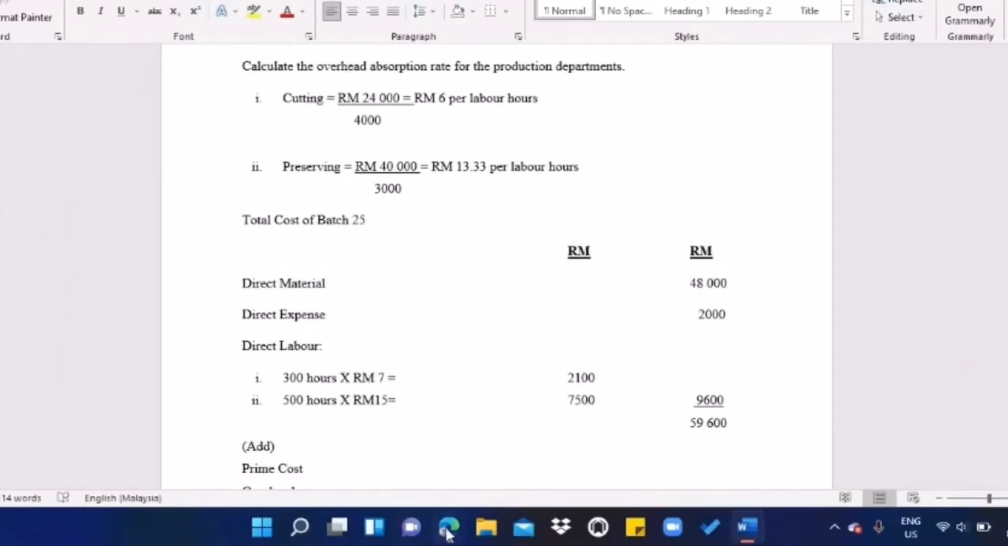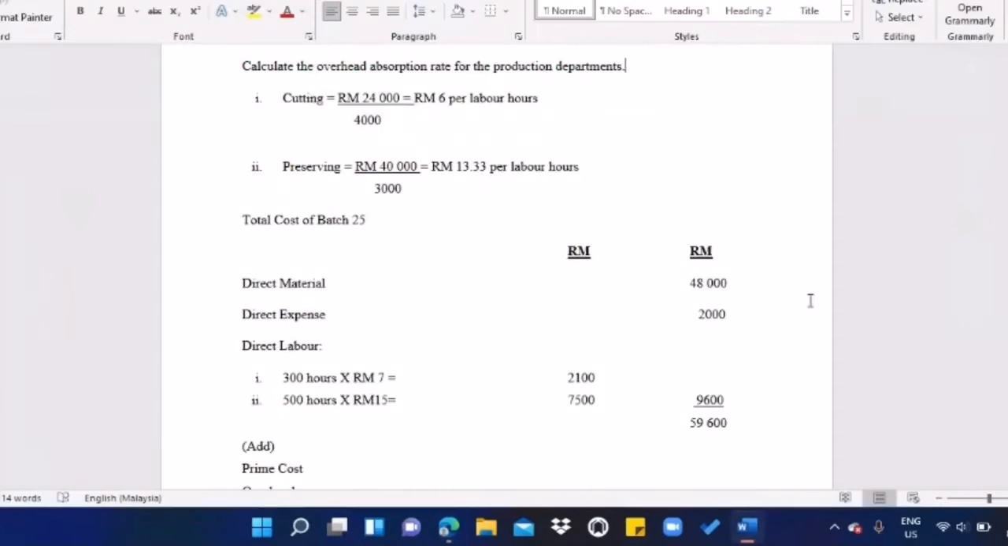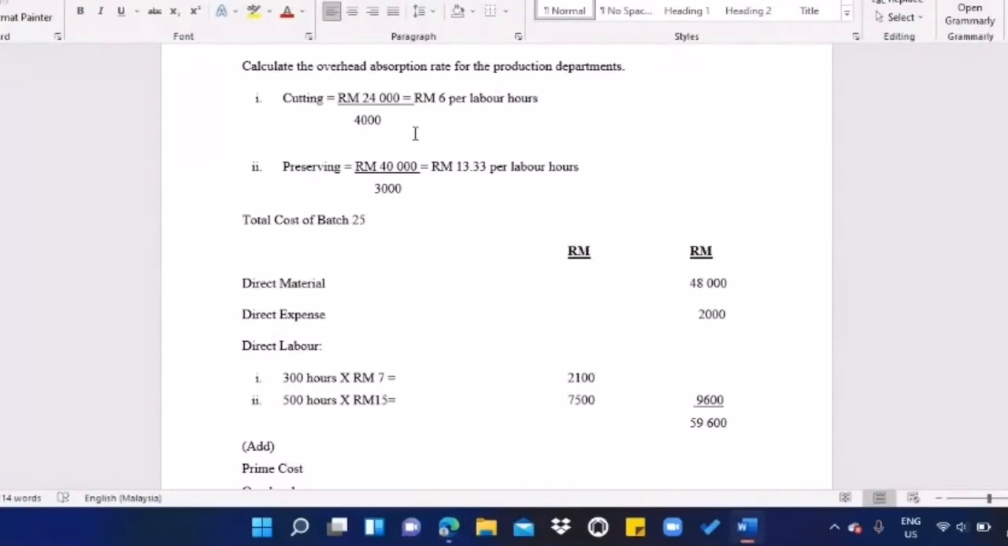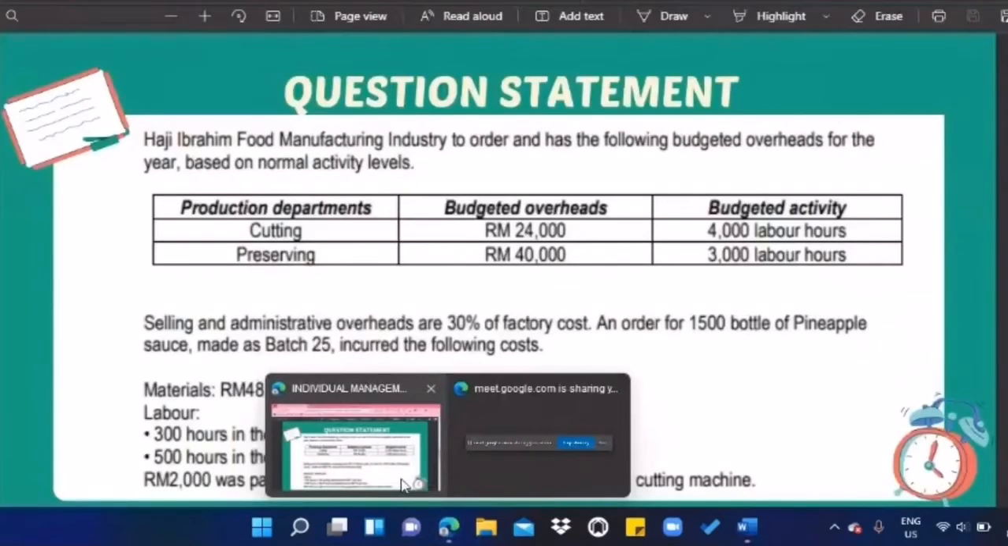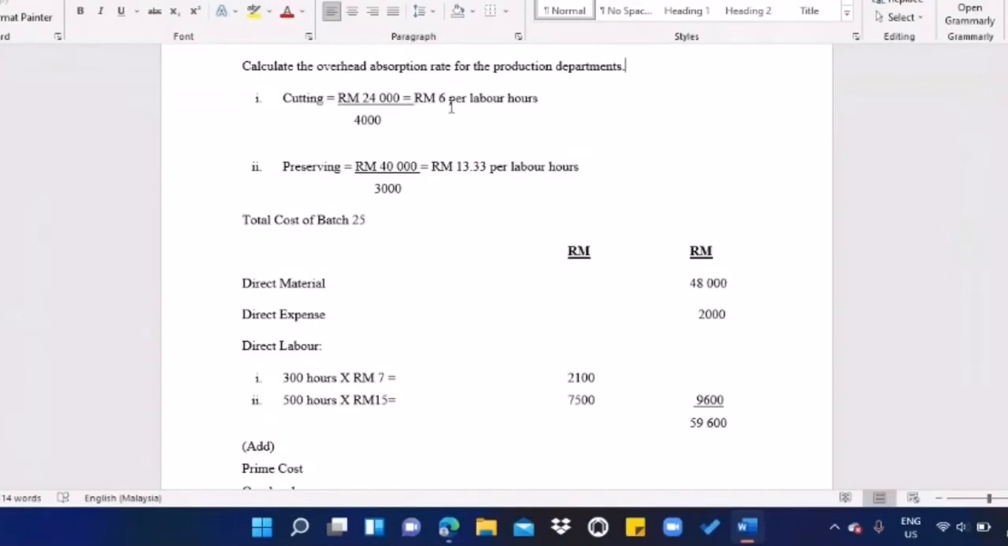So for this department, we may see that it has two departments, which are cutting and preserving, as I mentioned earlier. We take the first department, which is cutting. The cutting department requires 24,000, the budgeted overhead, divided by 4,000. Where do we get the 4,000? The 4,000 is from the budgeted activity, which is that the cutting department requires 4,000 labor hours to complete the activity. So we get about RM6 per labor hour.